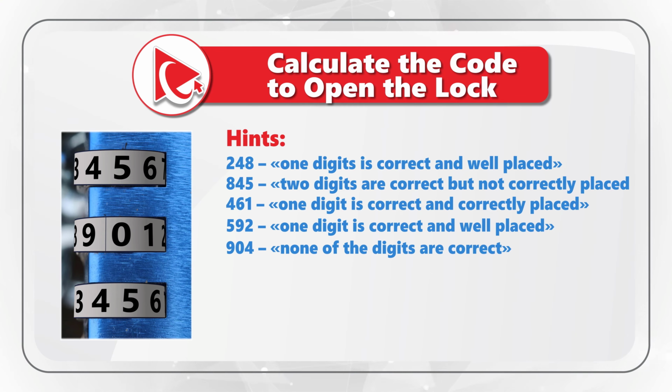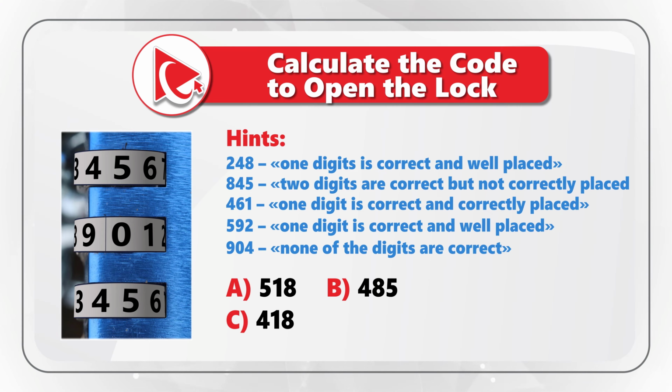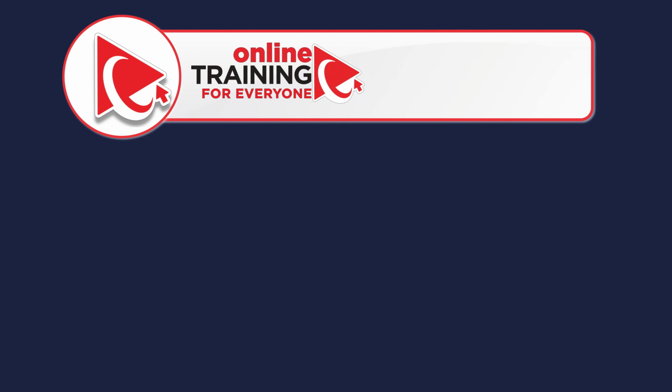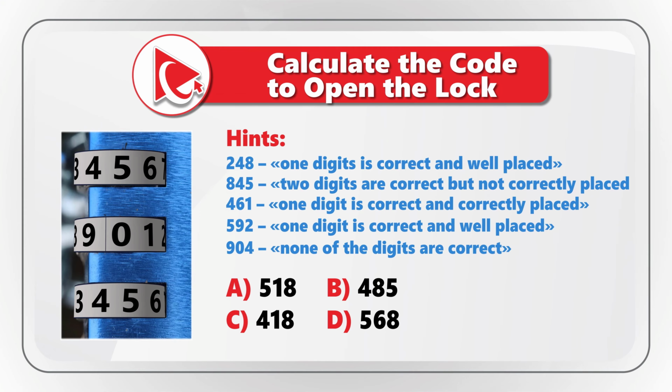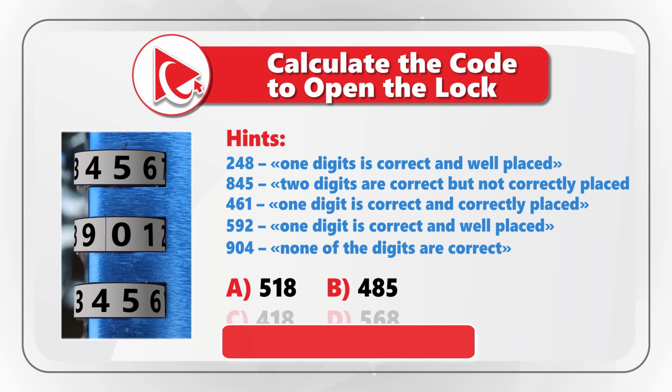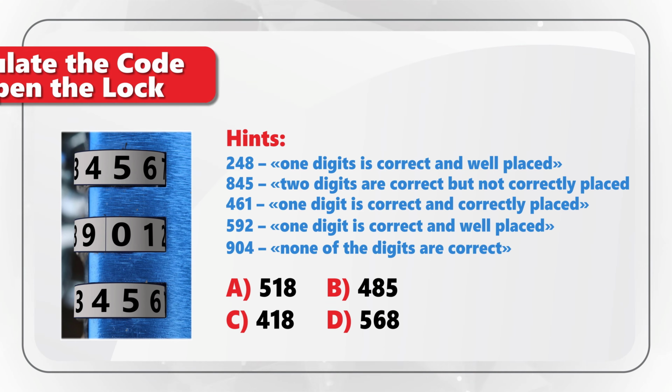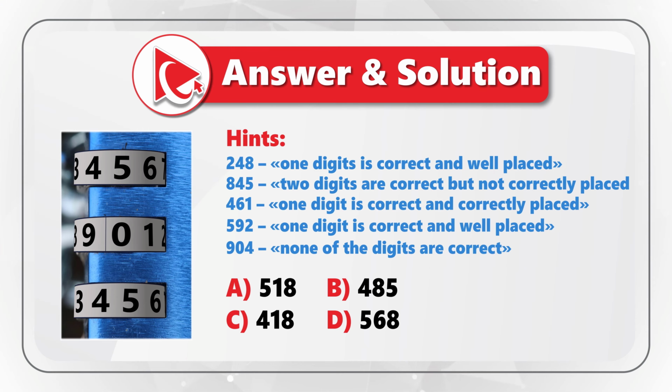To open the lock, you need to process all the hints and select 1 out of 4 possible choices. Choice A, 518. Choice B, 485. Choice C, 418. And last but not least, choice D, 568. Take a close look to see if you can come up with the answer. I'm pretty sure you're done solving it by now, so I'm moving forward to share with you my version of the answer and solution. And if you have a better way to solve it, please make sure to post in comments. As you might have guessed, you solve this problem through elimination.